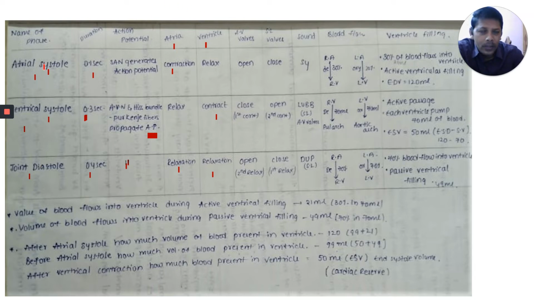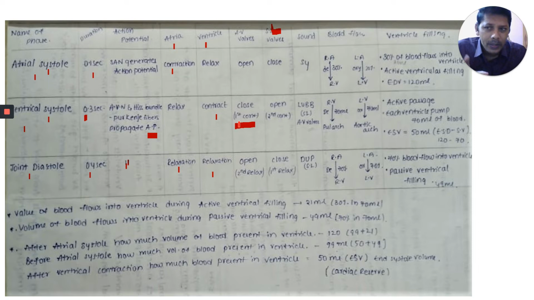What about the AV valves during atrial systole? What about the semilunar valves, the SL valves? During atrial systole, AV valves are open because blood flows from atria to ventricle. Here the semilunar valves are closed. During ventricular systole, I told you there are two phases. First phase of ventricular systole, and second phase of ventricular systole, which is not given in the textbook.